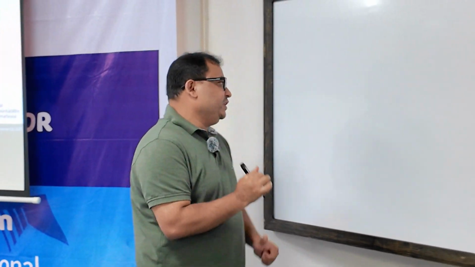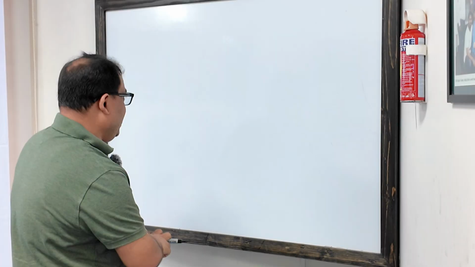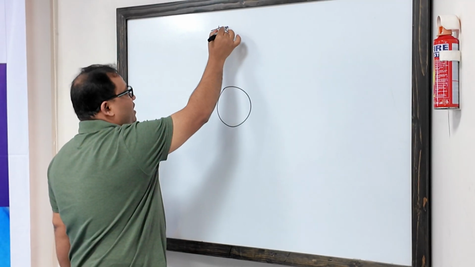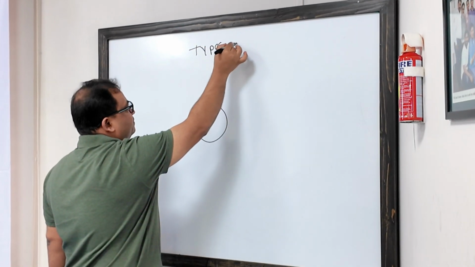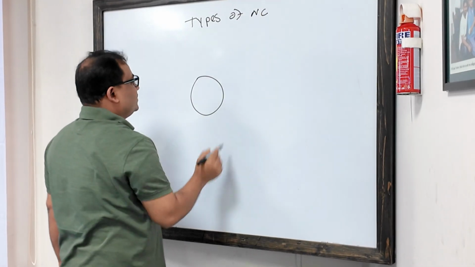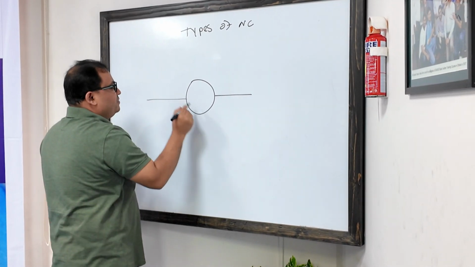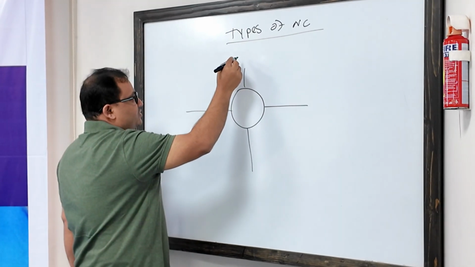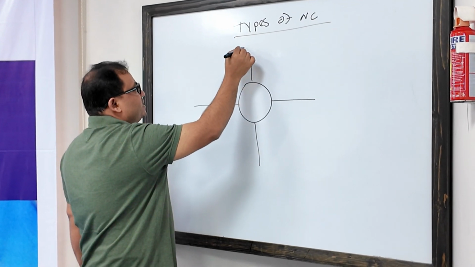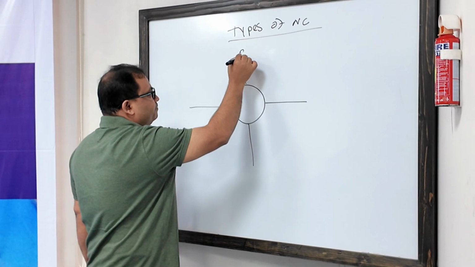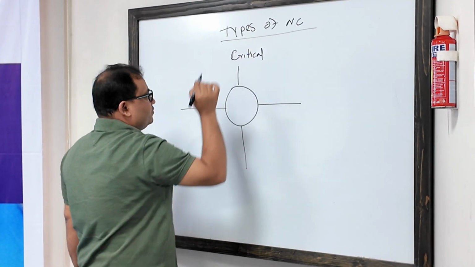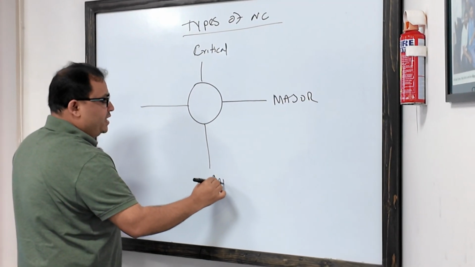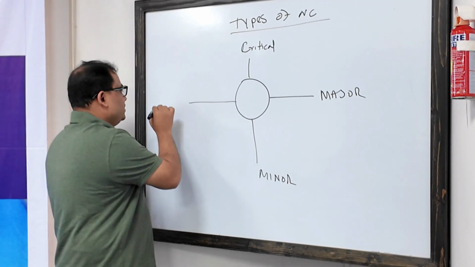Types of nonconformity. Now, we will discuss the types of nonconformity as per procedure 200. There are 4 types of nonconformities as per SAS procedure 200: critical, major, minor, time bound.